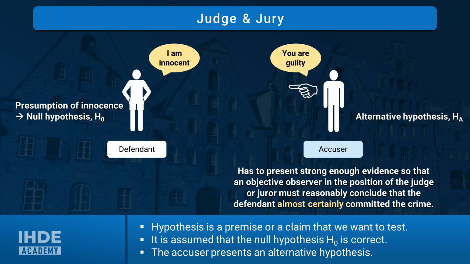So, if the claim "I'm innocent" is the null hypothesis, then the prosecutor presents an alternative to that null hypothesis, namely the claim that the accused is guilty. The assertion that the accused is guilty is thus the alternative hypothesis to the null hypothesis of the presumption of innocence. The prosecutor is now responsible for presenting sufficiently convincing evidence that an objective observer, such as the judge or jury, can reasonably conclude that the accused has committed the crime with reasonable certainty.